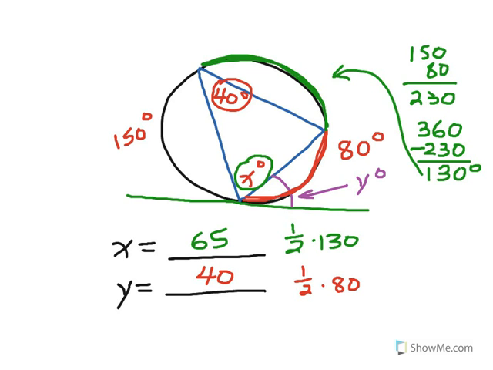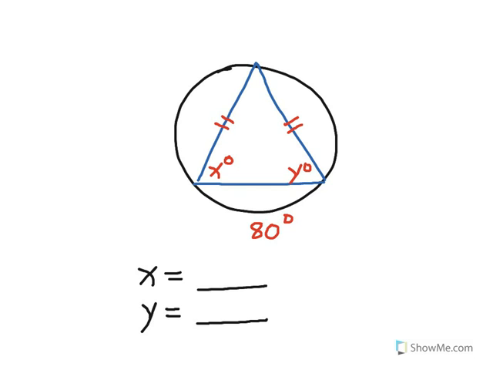Okay, and this last one's pretty easy. I have an isosceles triangle inscribed in a circle. I can see that the base angles x and y will both be the same measure, and so I'm looking for the measure of that angle up at the top, and I can see that that angle intercepts this arc right here, which is 80 degrees. So that means that angle up at the top has to be 40 degrees.